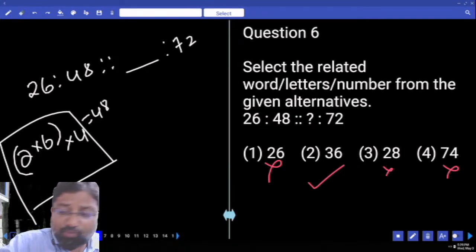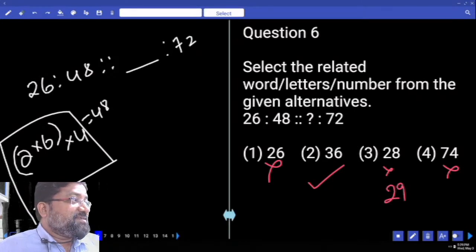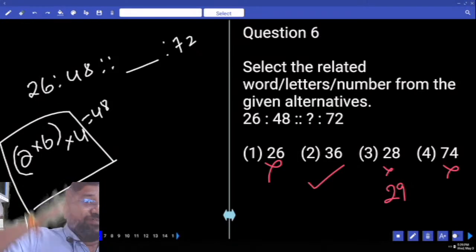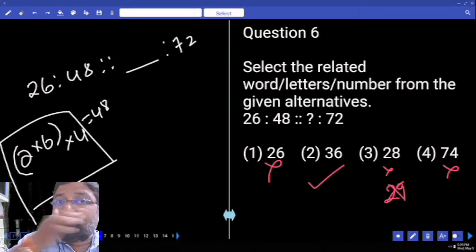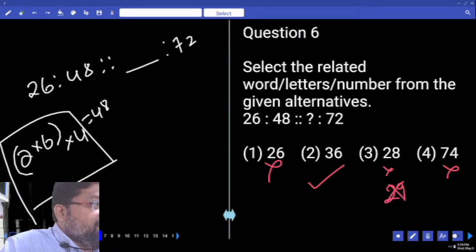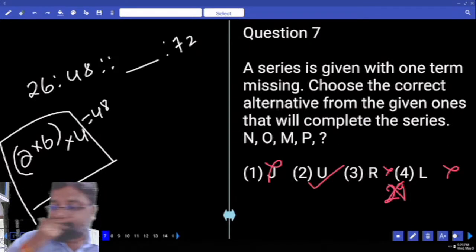Listen carefully, instead of 28 if it is 29, then there is a trouble. So instead of thinking this logic, now we should start thinking in a different way. And that is the reason why I have checked all the 4 options to mark what is my answer. Clear? So which option is my answer? Luckily it is only 136.